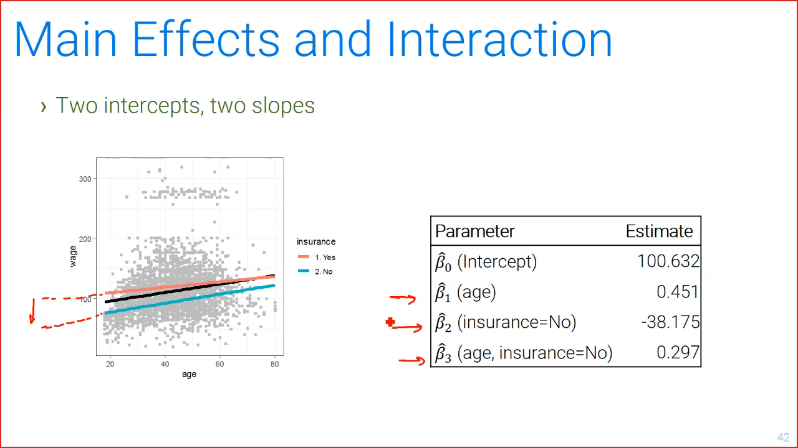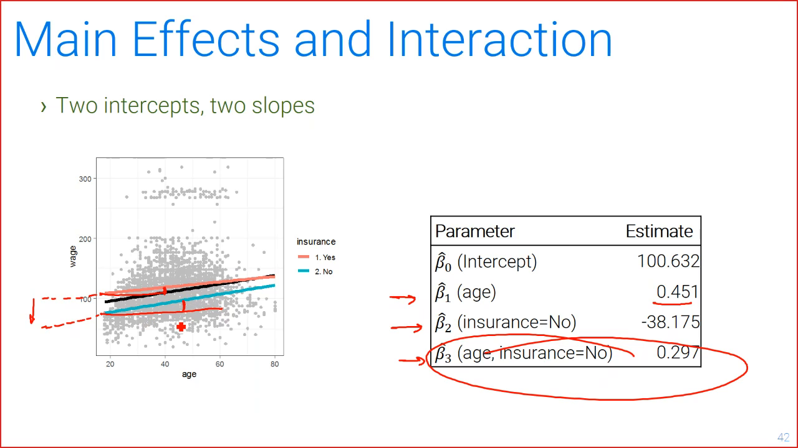Then we have this slope for the first group, for age equal yes, and that's 0.45, it would be the slope of this red line. And then here we have the deviation for the group of no. So it's a 0.3 deviation from this 0.45 for the effect of the age in group no. So that means this slope here is 0.45 plus 0.3, so 0.75. So again, this is how we can model the interaction between these two factors, the age and the insurance.